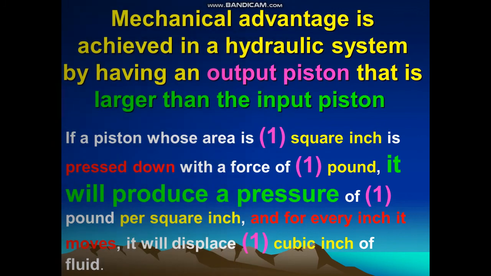Mechanical advantage is achieved in a hydraulic system by having an output piston that is larger than the input piston. If a piston whose area is 1 square inch is pressed down with a force of 1 pound, it will produce a pressure of 1 pound per square inch. And for every inch it moves, it will displace 1 cubic inch of fluid.